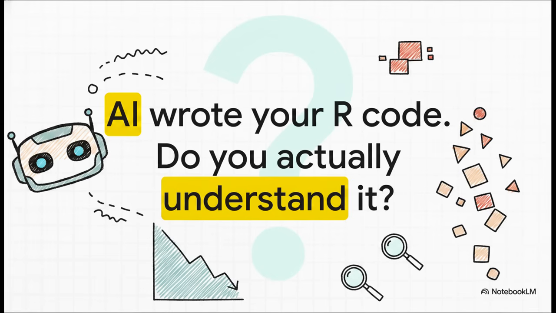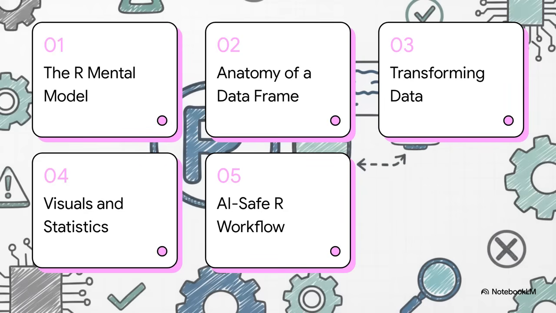To fix code, you have to be able to read code. So to get you reading code fluently, here's our quick roadmap for today. First, the R mental model. Second, the anatomy of a data frame. Third, transforming and cleaning data. Fourth, visuals and statistics. And finally, we'll lock in an AI-safe R workflow.